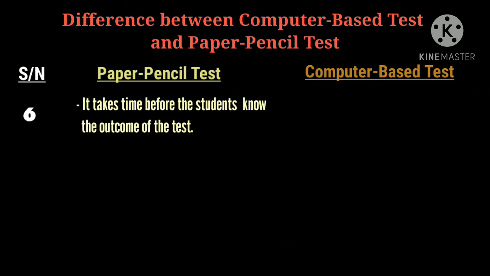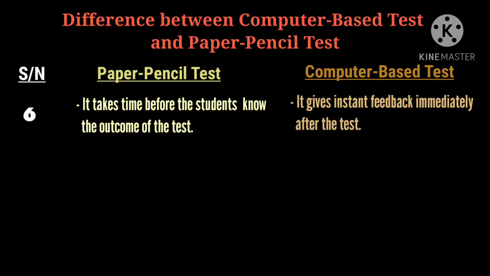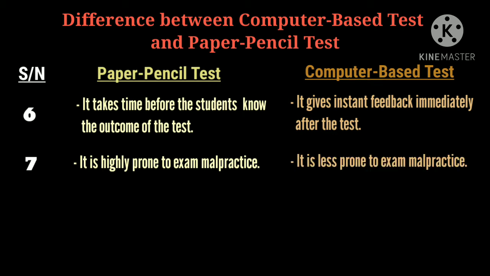So next, number 6, paper pencil test. It takes time before the students know the outcome of the test. While computer-based test gives instant feedback immediately after the test. So next, number 7, paper pencil test is highly prone to exam malpractice, while computer-based test is less prone to exam malpractice.